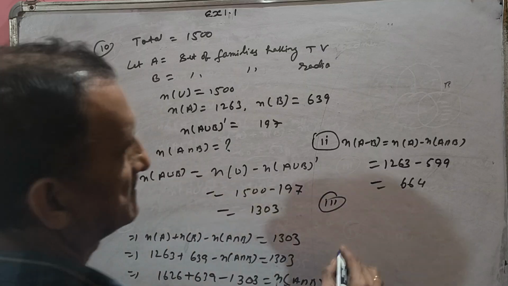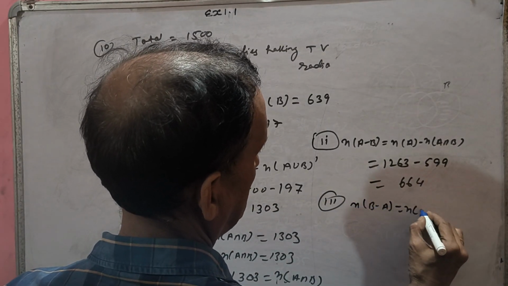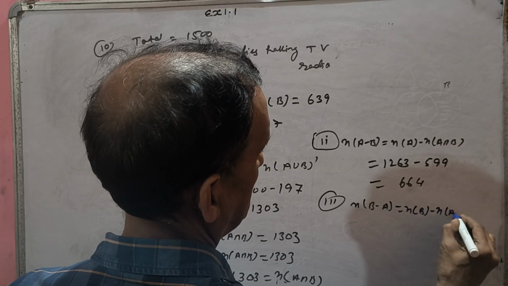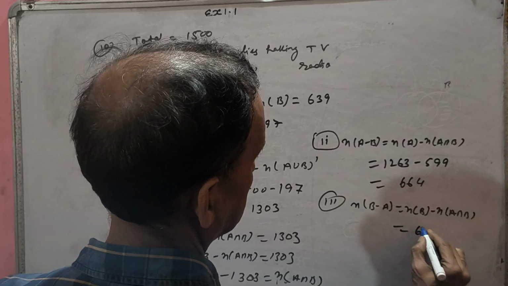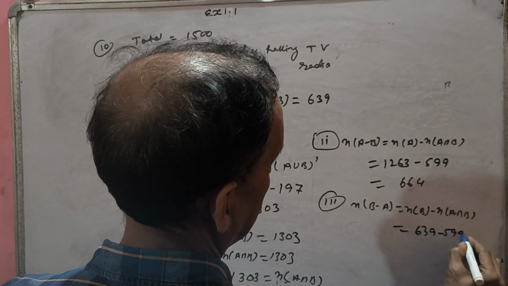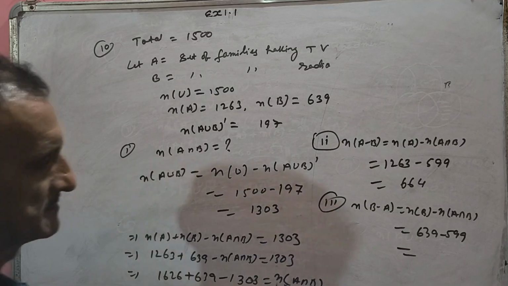In number 3, what is being asked? B minus A. And B minus A, same thing. n(B) minus n(A intersection B). And n(B) is given 639 minus 599. How much will you get? 40.